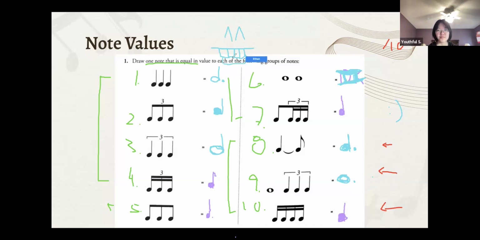Okay, I'm gonna start marking. So, this first one, Ethan giving himself check marks. Okay, this is right. This is right. This is right. And is that an 8th note? Okay, yeah, that's right if it's an 8th note.